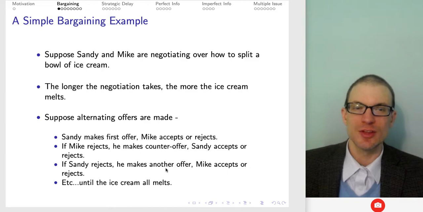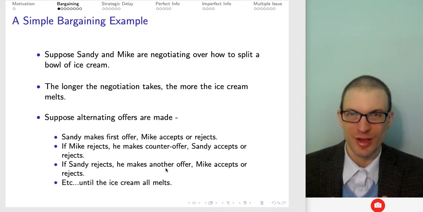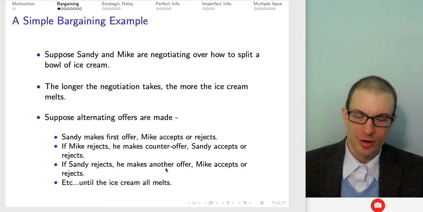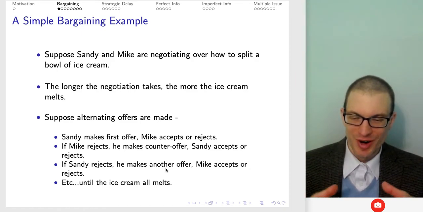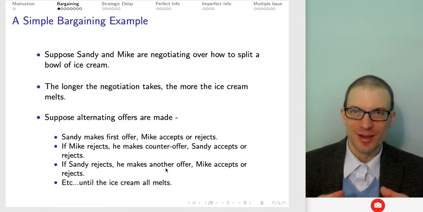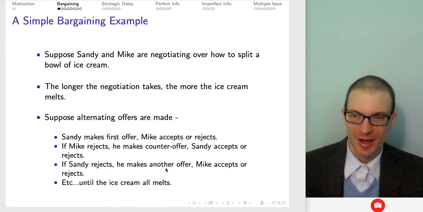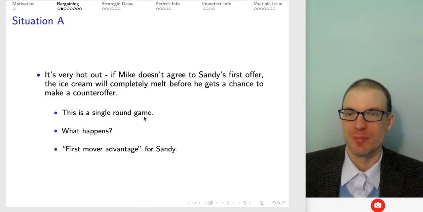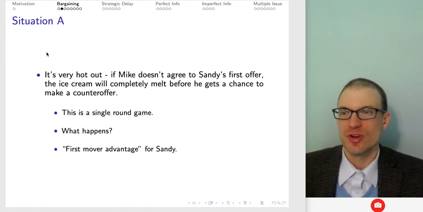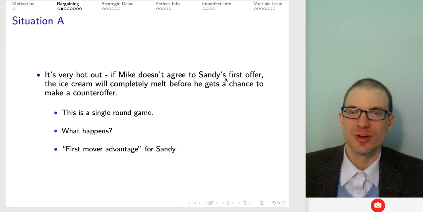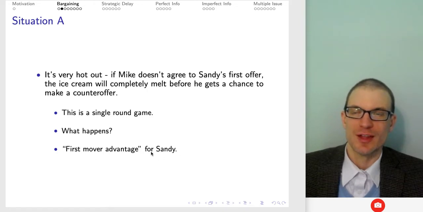All right, so the idea is we've got this pie, this bowl of ice cream. We're trying to bargain over it, and there's this problem where the longer it takes us to come to agreement, the smaller the pie is getting, right? So there's this sort of time pressure. So situation A, suppose it's very hot out. If Mike doesn't agree to Sandy's first offer, the ice cream will melt completely before Mike gets a chance to make a counteroffer. This is a single round game. What happens? Well, in this situation, there's a massive first mover advantage for Sandy.